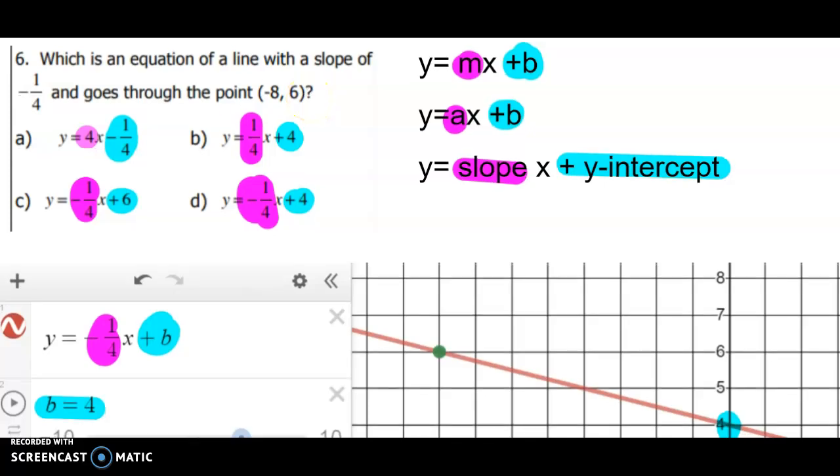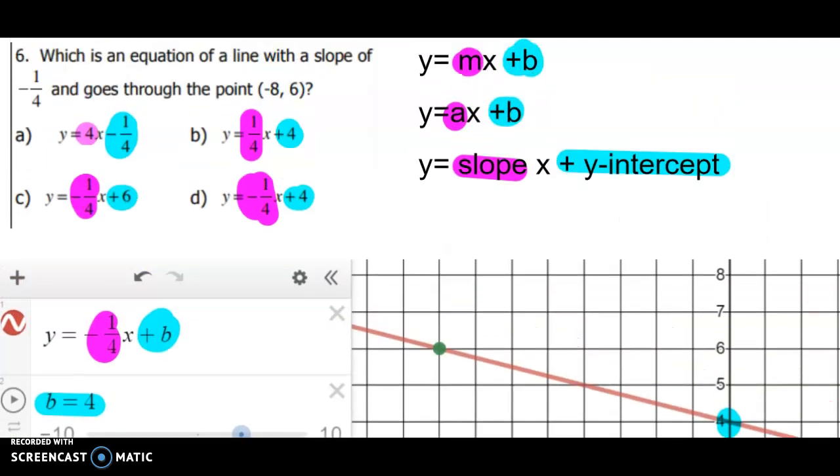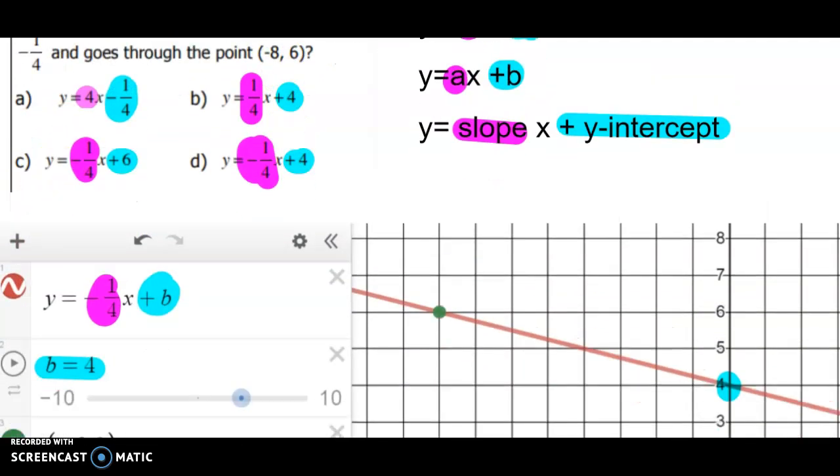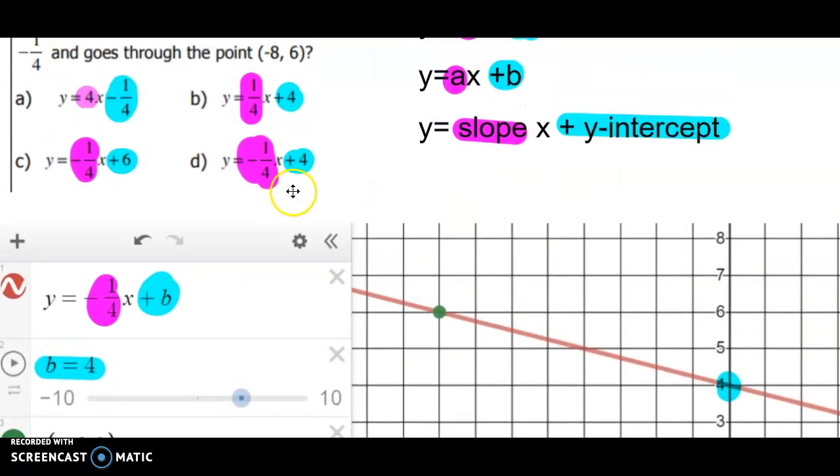All right, so what I'm going to do is go to Desmos and say, hey, my slope is negative 1 over 4. I don't know my y-intercept. That's what I'm trying to figure out, so I'm going to type in plus b. When I type in the point that it goes through, because it told me that right here, I move my slider to where it crosses through, and I can see that my y-intercept is 4, and it also tells me that my y-intercept is 4 here. Okay, so then I can see my answer.